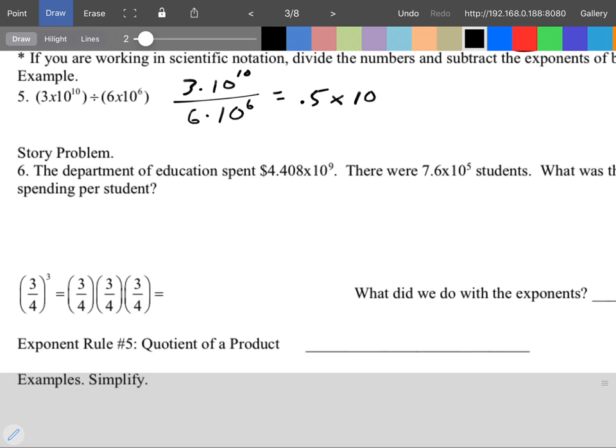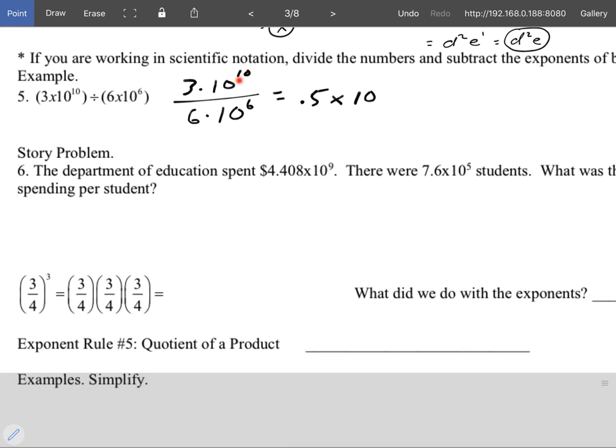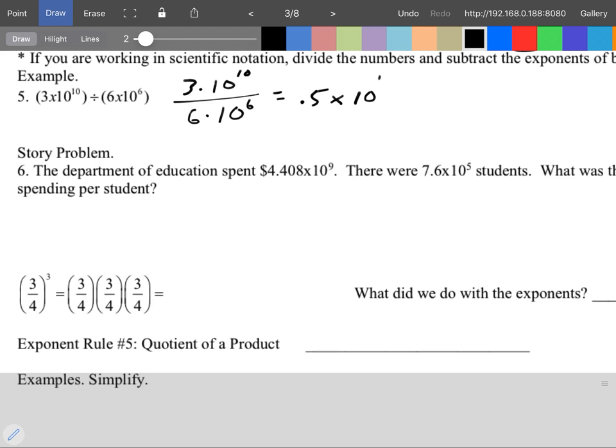And then that would be times 10 to the, and then you use today's rule, because you would take the numerator power minus the denominator power because they both have base 10. So this would be to the 10 minus 6 power. So you end up with 0.5 times 10 to the 4th power.